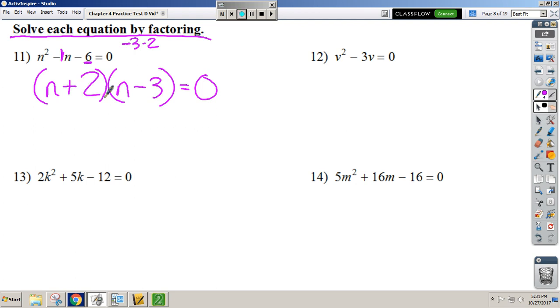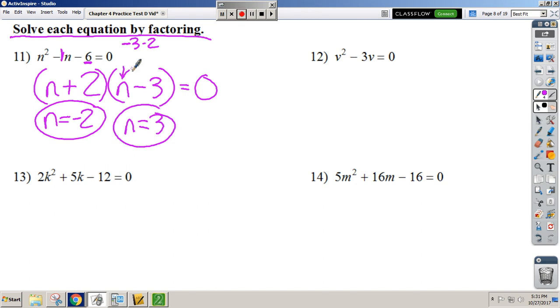Now ask yourself, what would make this 0? Well, from this parentheses, what number would I have to plug in for n to make that 0? Well, negative 2 plus 2 would be 0, so that is one solution. Here, what number would I have to plug in? n equals 3. If I plugged in 3 right there, 3 minus 3 is 0.